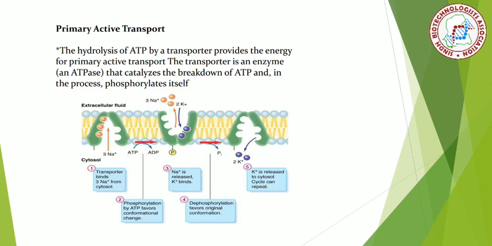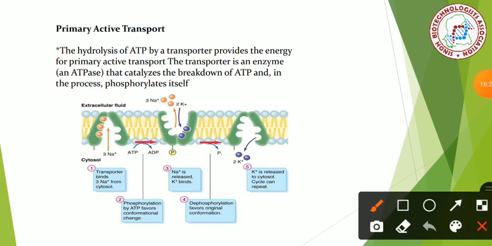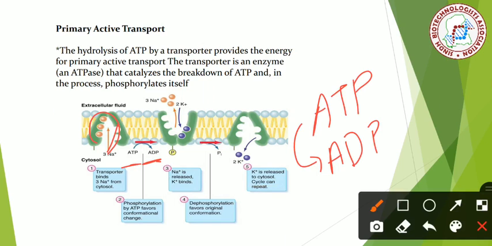And here in primary active transport, you can watch that the sodium ions are binding in the first phase, and ATP is converted into ADP. It needs the energy. In ATP active transport, ATP converts into ADP and inorganic phosphate. Here in the third step, we can see that the sodium is released and the potassium is also binding here, and at last the potassium is released.